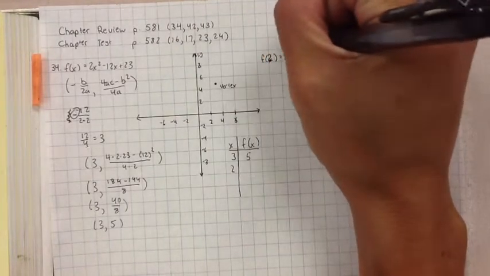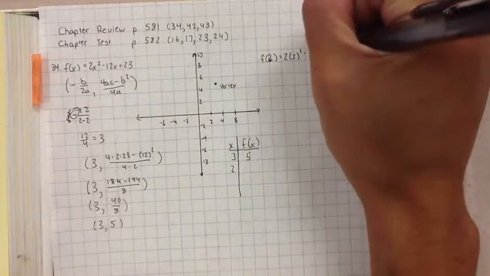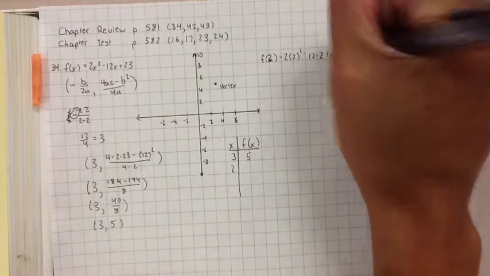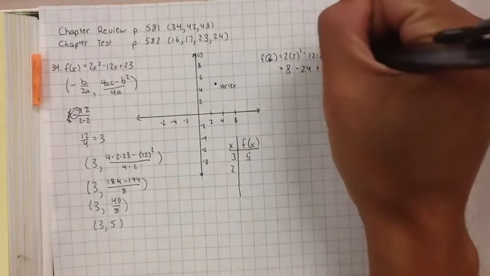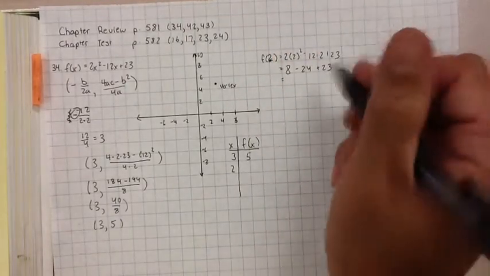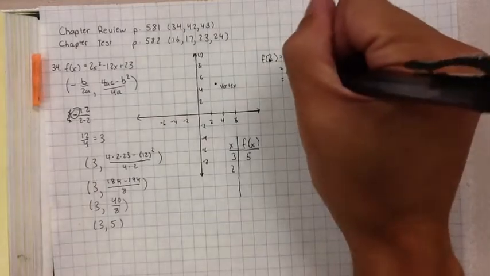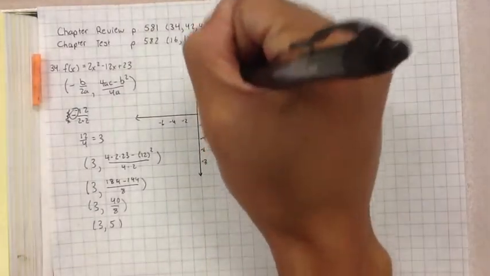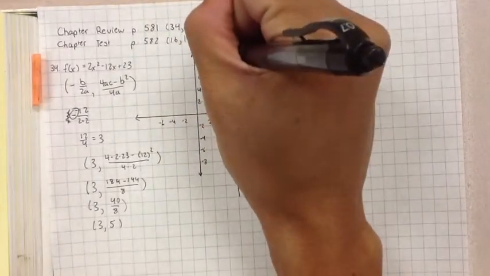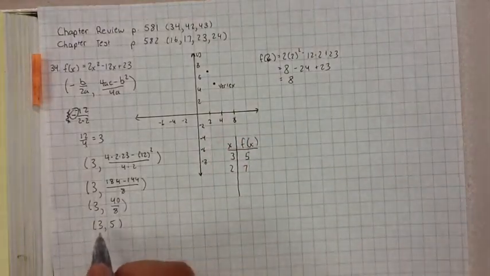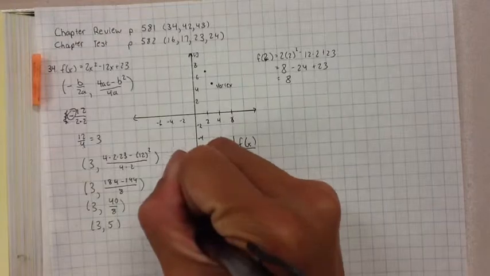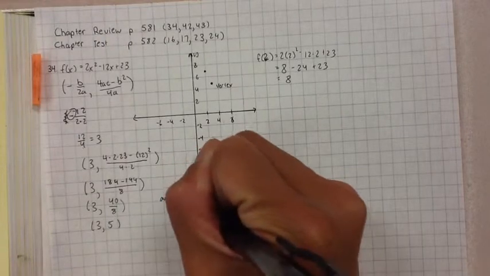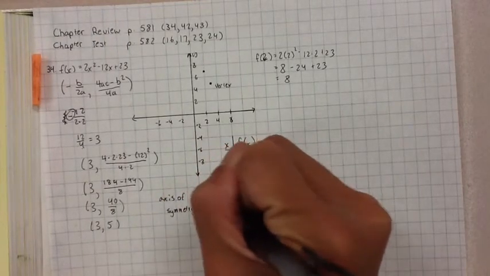is going to equal 2 times 2 squared minus 12 times 2 plus 23. That'll be 4 times 2 is 8, minus 24, plus 23. And this is a negative 1 plus 8, that's a 7. So if 2 is 7, and my axis of symmetry should always be 3, I'll just write that here. It's always the same as your h, which is x equals 3.